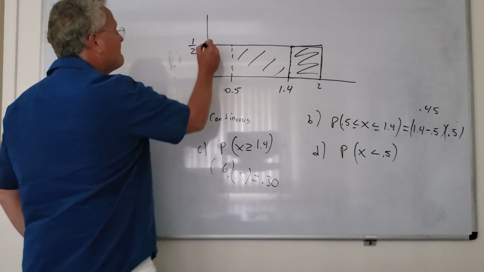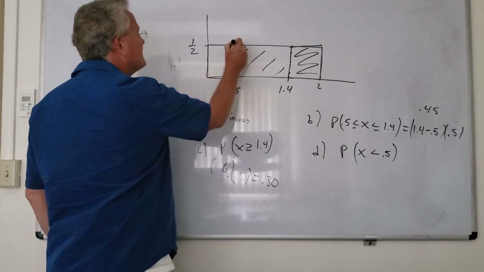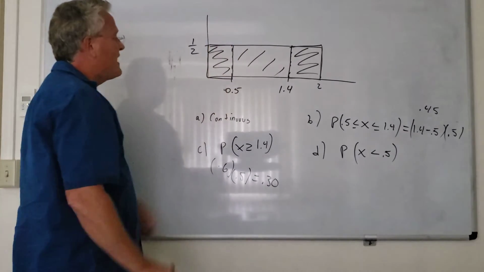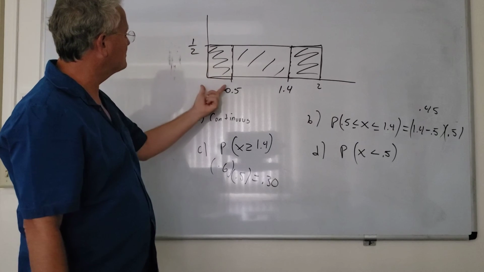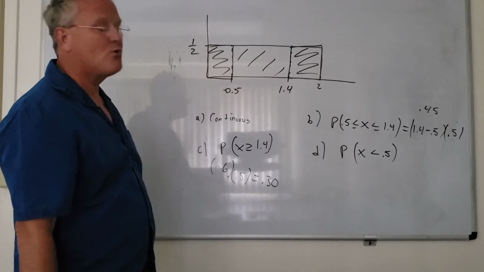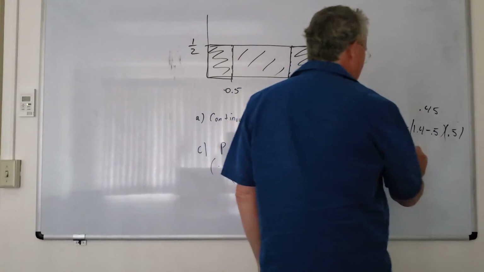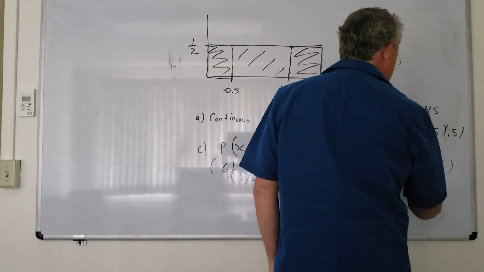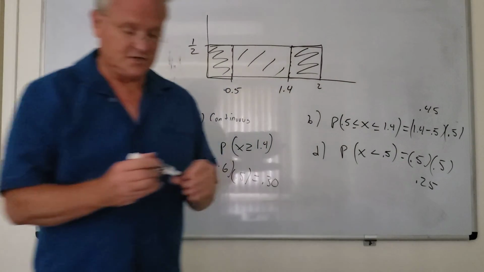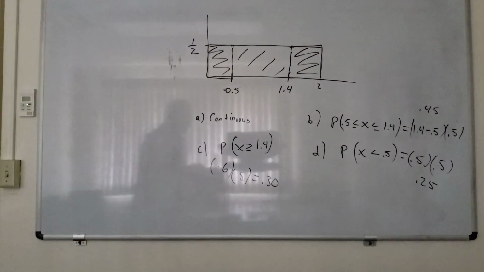So less than 0.5, well, we got to calculate this area, which is less than 0.5. The area of that little rectangle is base times height. Well, it's a square. 0.5 times 0.5 is 0.25. So that's how you calculate these different probabilities.